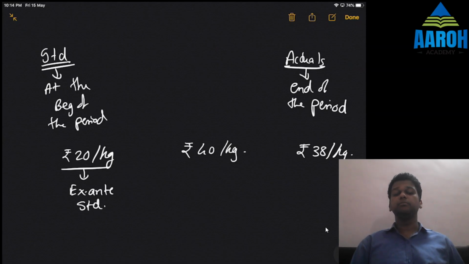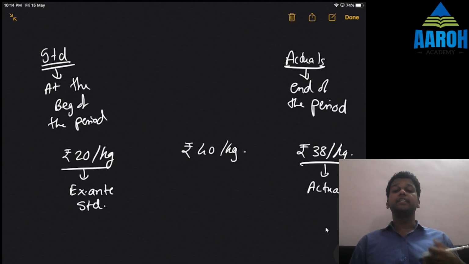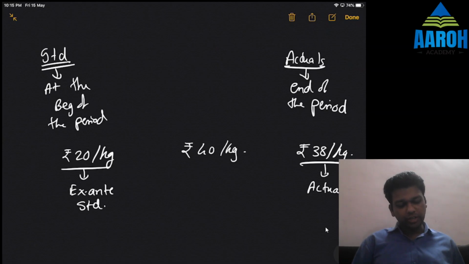Okay, ex ante is before the fact, before the start of the period. The standard that we set was 20 rupees. Okay, this was the actual figure. Under traditional variance analysis, we take the difference between the ex ante standard and actual figures. But what we should additionally do in this traditional and planning and operational variances situation is that we should also revise this standard at the end of the period.